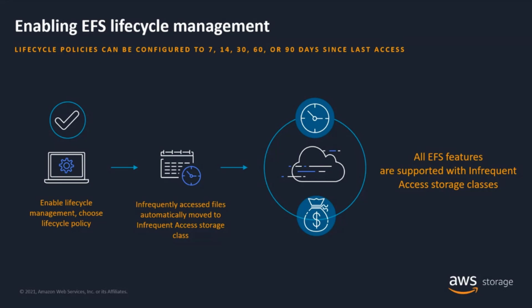As a user, you set a lifecycle policy of 7, 14, 30, 60, or 90 days. And if a file hasn't been used in that period of time, it is automatically moved into the infrequently accessed storage class. So in having this capability, EFS lifecycle management eliminates the need to manually manage your data to optimize for cost. And remember, you get all of the EFS features regardless of which storage tier, frequent or infrequent access, your data is stored in.